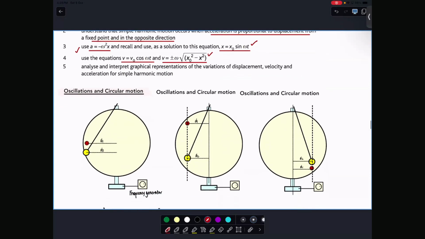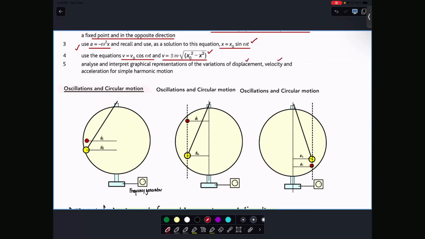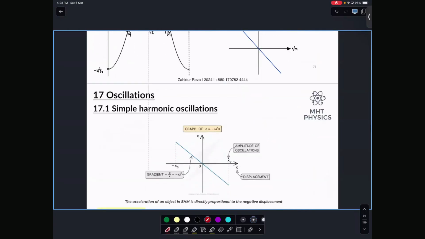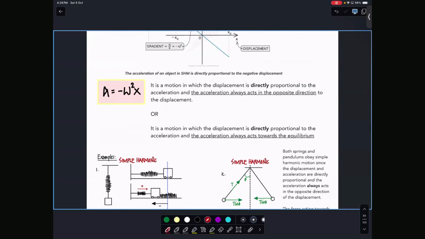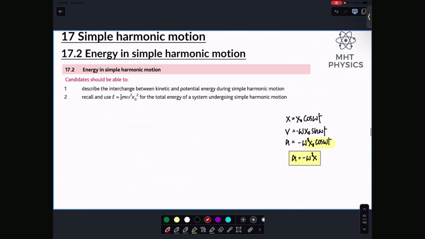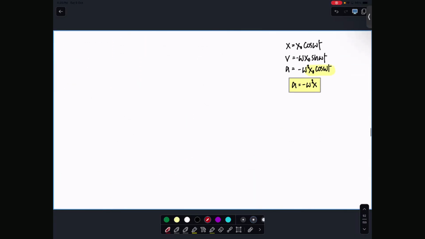Interpret graphical representations of velocity, displacement, acceleration. So that's graphical interpretation. We are done with the core simple harmonic part. Next we will deal with the energy part. The energy part is not that complicated. It's just two graphs we need to do. Right, so let's set our premise here: how does energy interact with simple harmonic motion? Energy variations.